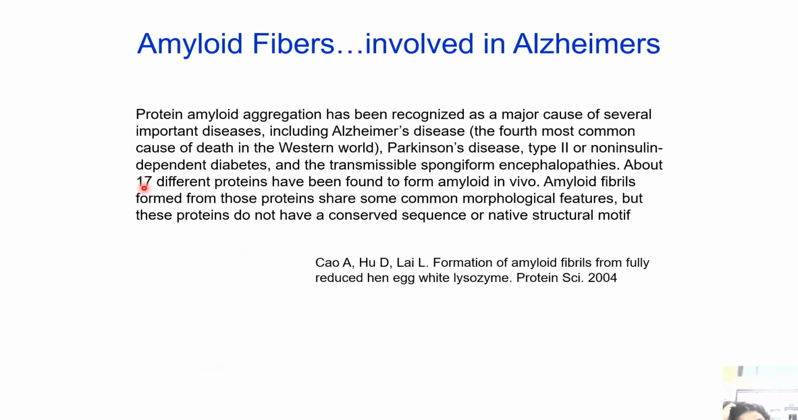Now, protein amyloid aggregation has been recognized as a major cause of several important diseases, including Alzheimer's disease, Parkinson's, type 2 or non-insulin dependent diabetes, and the transmissible spongiform encephalopathies. So, about 17 different proteins have been found to form amyloid in vivo. Amyloid fibrils formed from those proteins share some common morphological features, but these proteins do not have a conserved sequence or native structural motif.